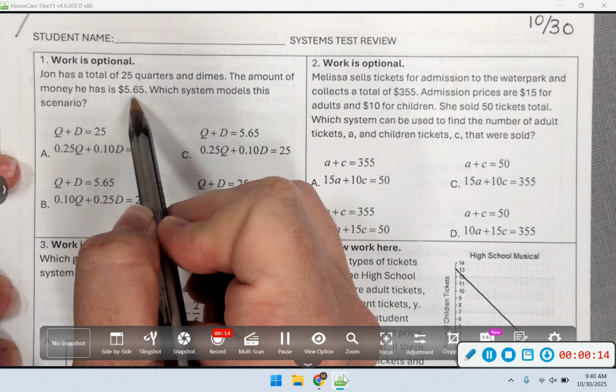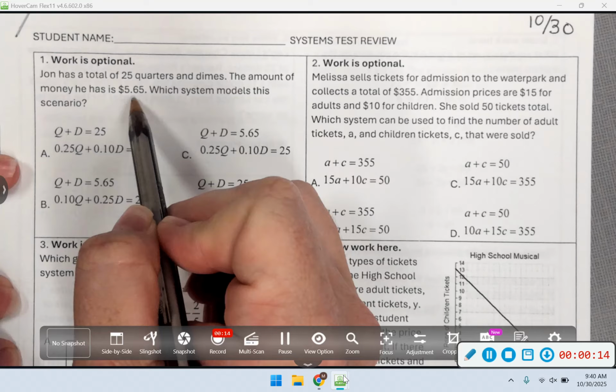So money is 25 cents, so 25Q. Well, this has 10Q, so I know that's wrong. This has 0.25Q, so that could be correct. This one has 10Q, so I know that one's wrong. So money goes with money goes with money. I know that quarters plus dimes has to equal 5.65, so A is the correct answer.